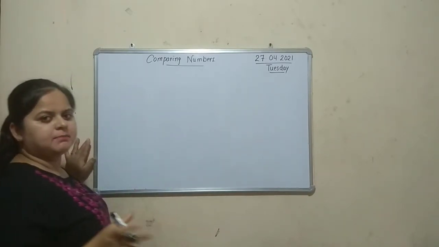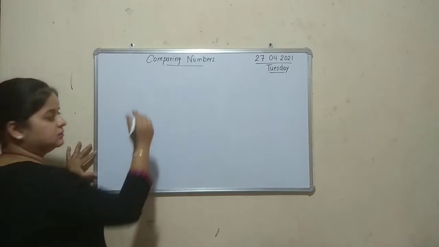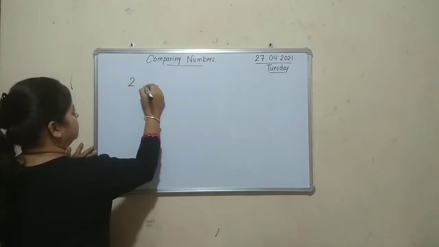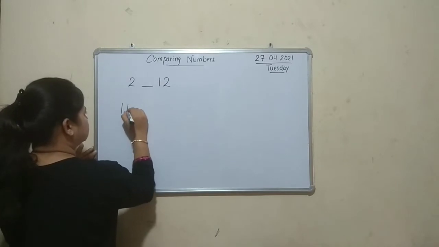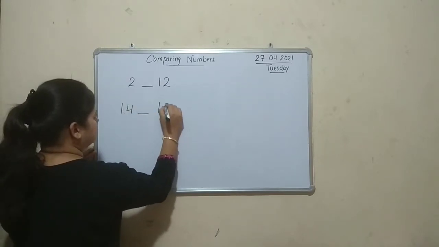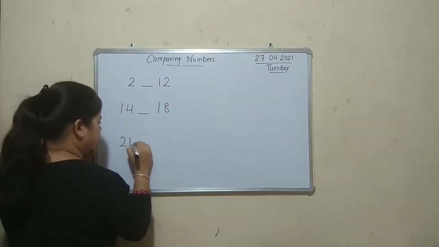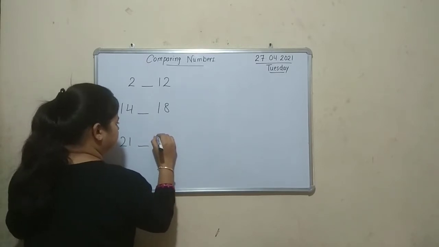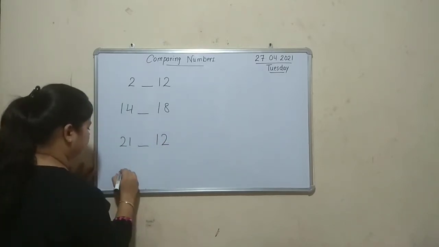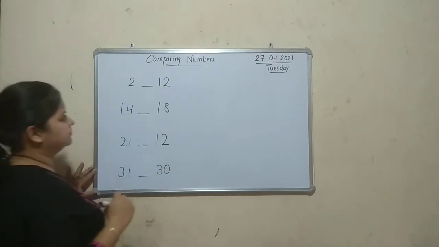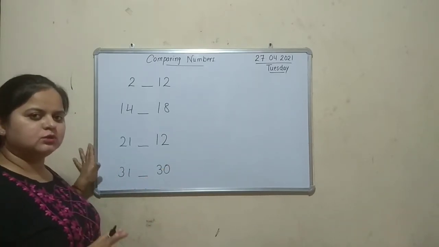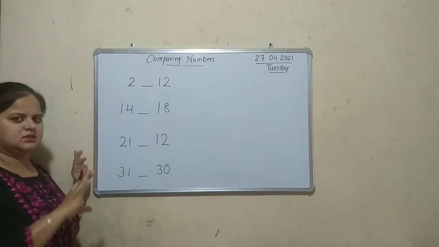Now again we will do the comparison of numbers. So here are the numbers 2, 12, 14, 18, 21, 12, 31, 30. So what we have to do now? Again we will do the comparison of numbers.